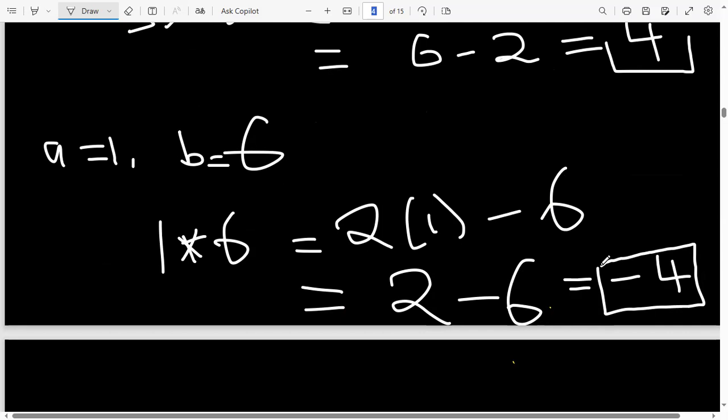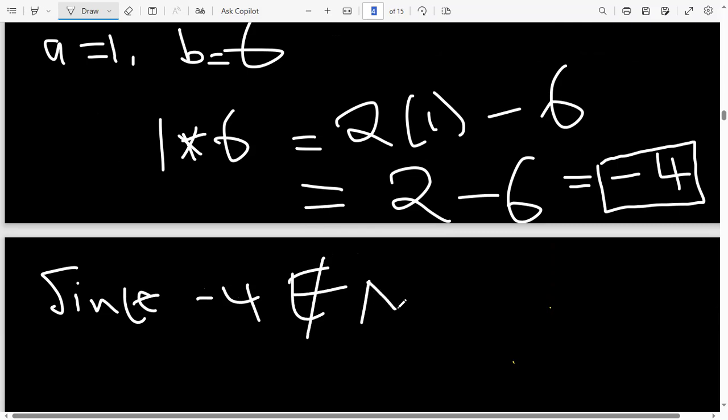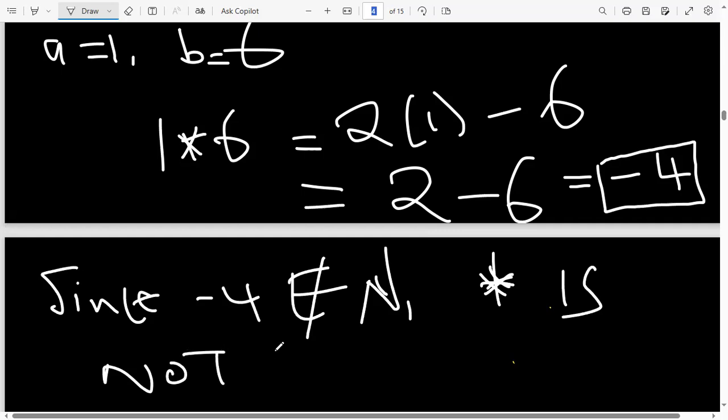No, it's not a natural number. So our test has failed, and that operation is not a binary operation. Why? Because if I take two numbers from the set of natural numbers and apply that operation, it gives me an answer which is outside the set. So it can't be a binary operation. Since -4 is not a member of the natural numbers, this star is not a binary operation.